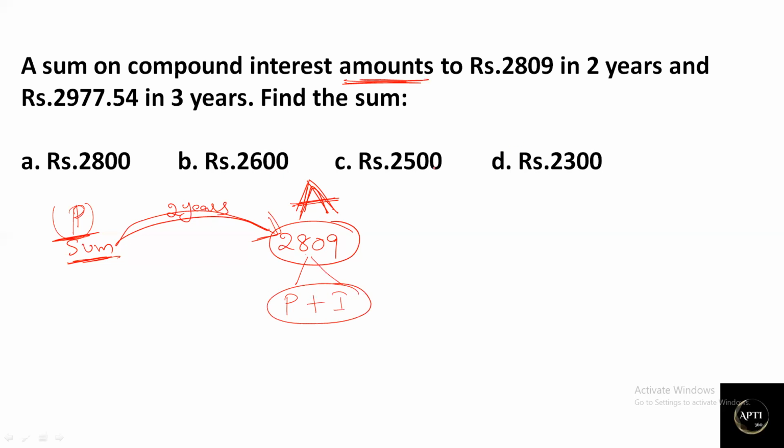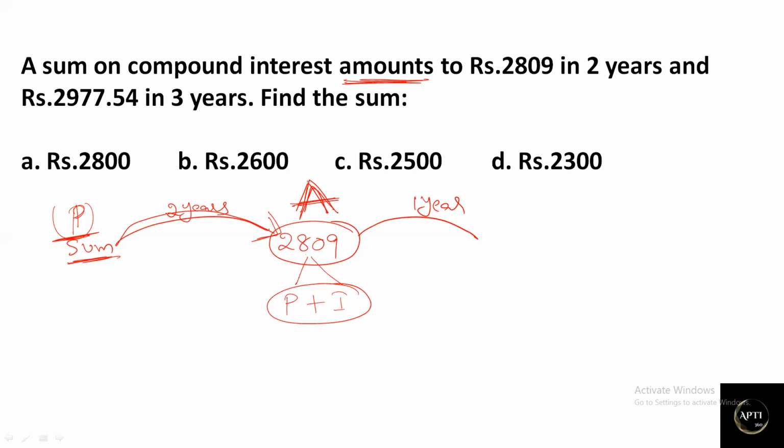Now, in 2 years, it became 2,809. And in 3 years, it became 2,977.54. In 3 years means from the starting it is 3 years. If from the starting it is 3 years, from this point can I say that it is only 1 year? Hope you understood this logic.